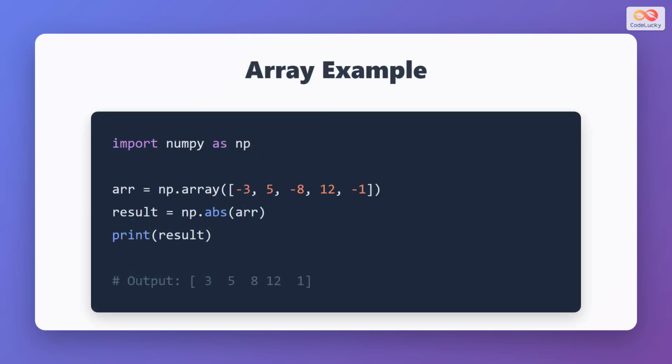The real power of np.abs comes when working with arrays. Here we create an array containing both negative and positive numbers, -3, 5, -8, 12, and -1. When we apply np.abs to this array, it computes the absolute value for each element. The output is an array with 3, 5, 8, 12, and 1. All values are now positive.